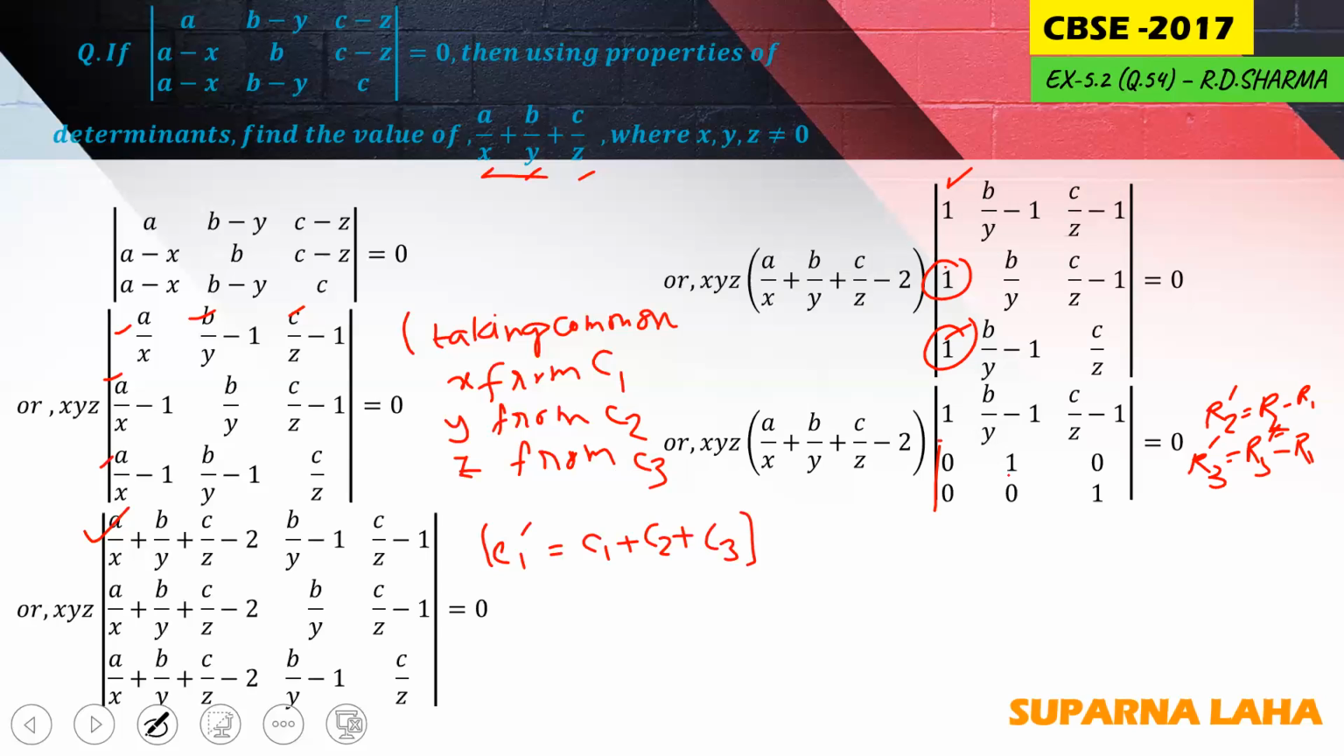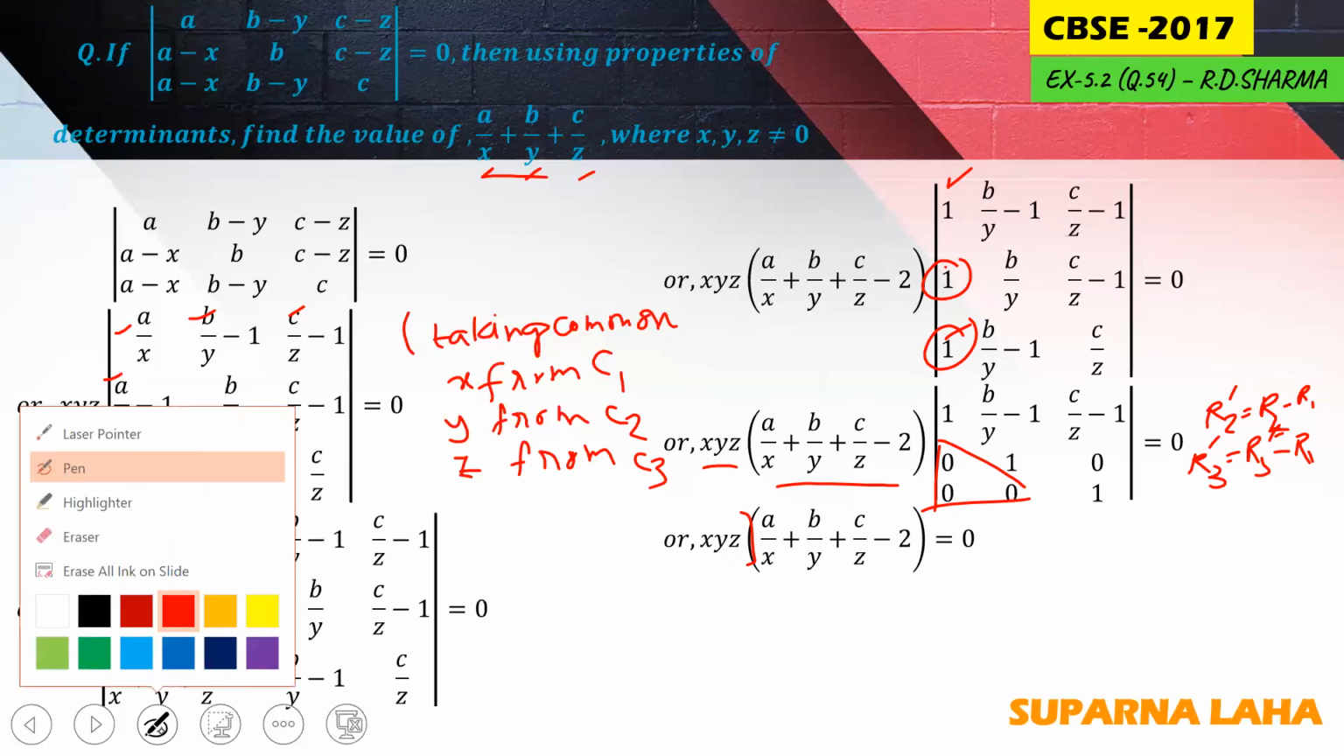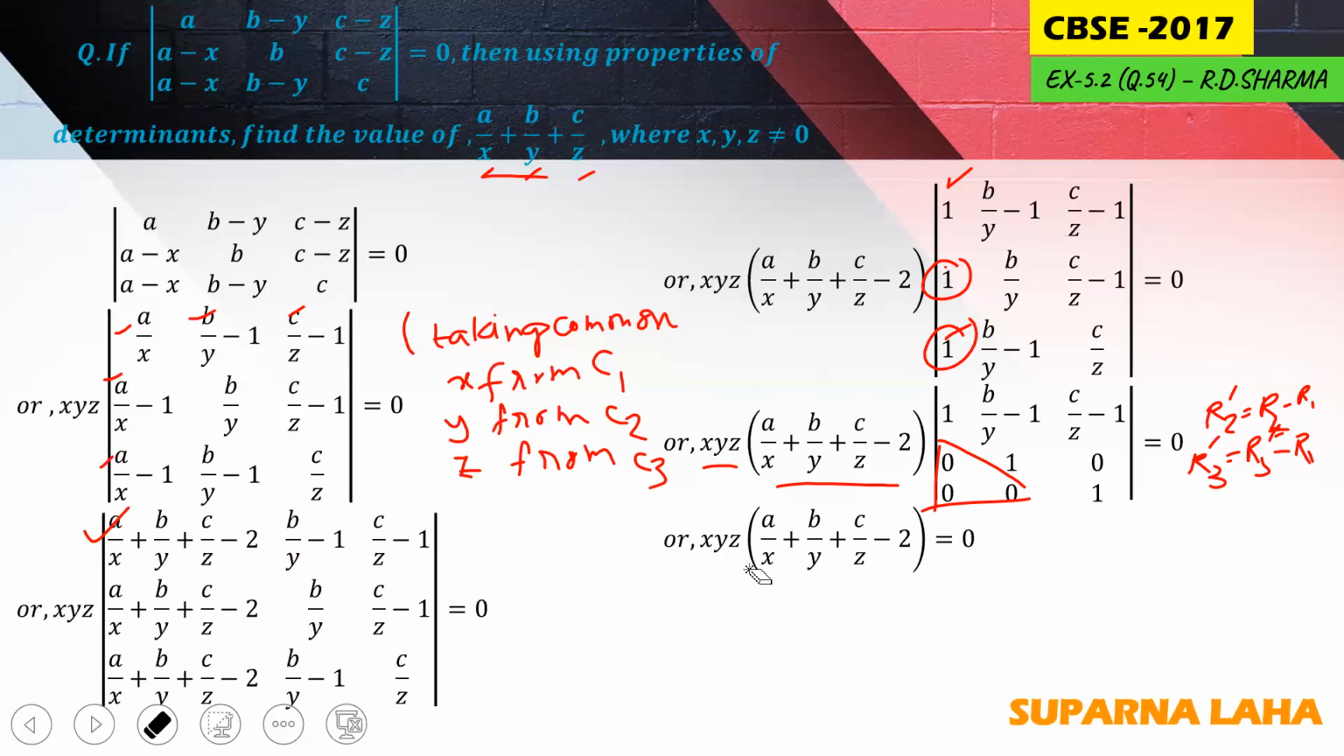Now look here, this is a lower triangular determinant. So this multiplied by this should be equal to 0. If this term is 0, then either xyz is 0 or a by x plus b by y plus c by z minus 2 is 0. Given that these are non-zero quantities, x into y into z is also non-zero. So from here, a by x plus b by y plus c by z minus 2 is 0, that is, this value is given by 2. So this is the answer.